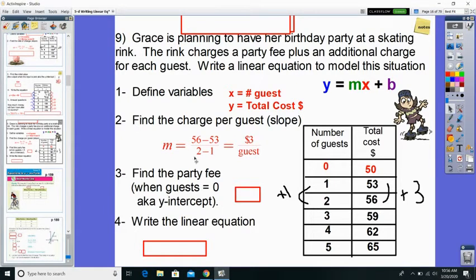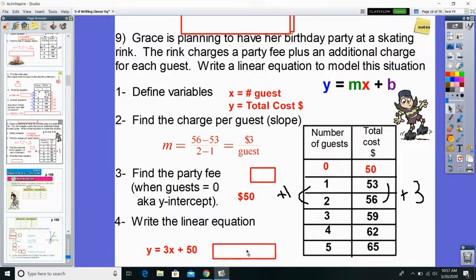The next part of the equation says to find the party fee, or the y-intercept, your initial fee. Before the party even happens, they are charging you to use their company. So that's my starting point. I know my starting point wasn't in here to begin with, but 5, 4, 3, 2, 1, 0 would be my starting amount. Instead of going up 3, I'm going to go back 3, which would give me that $50. And if I wanted to write the equation, slope and then y-intercept, 3x plus 50.